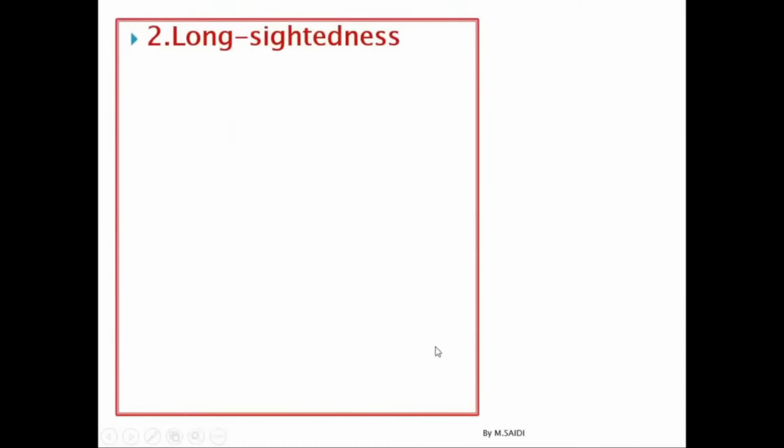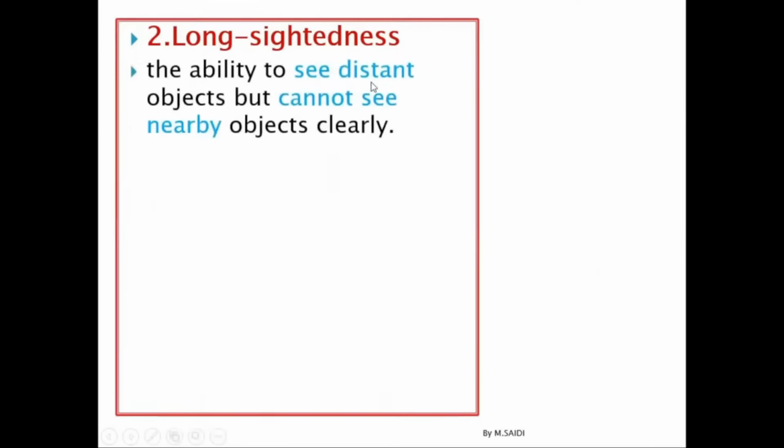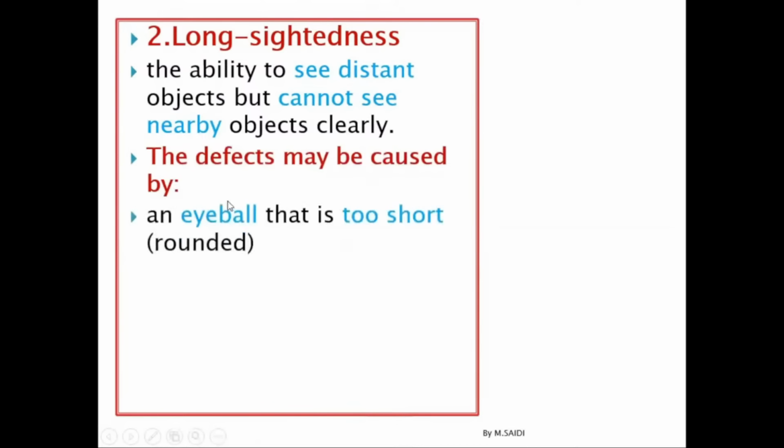Then number two, we have what is called long-sightedness. It means that you can see objects which are far, at a long distance, but you can't see objects which are near. It's the ability of the eye to see distant objects, but you can't see nearby objects. The defect may be caused by, number one, the eyeball being too short. It means that the image is going to form behind the retina. The focal length of the lens is going to be behind the retina, and then the image is formed behind the retina.